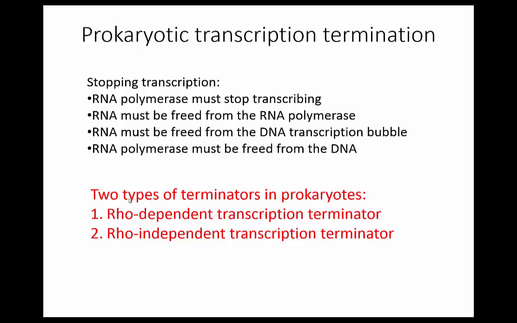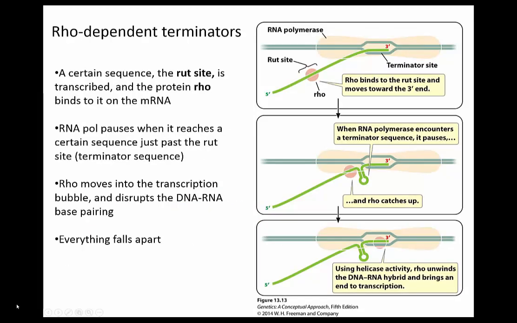So in prokaryotes, there are two different types of transcriptional terminators. There are, first of all, rho-dependent and then rho-independent terminators. Rho-dependent terminators require a rho protein. And what happens is that there is a particular sequence called the rut site, and that sequence will be transcribed and it will be in the RNA here, and rho will actually bind to that rut site.